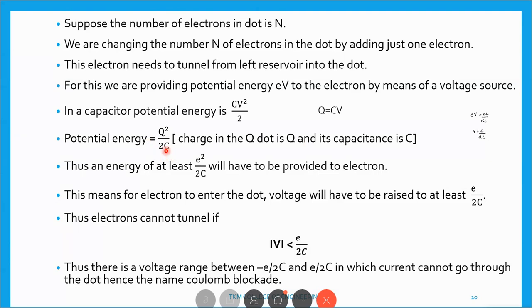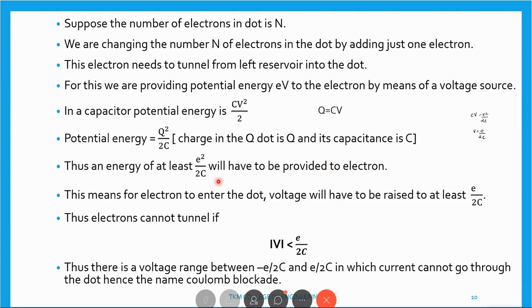Then we are providing a voltage eV, right? So this eV will be equal to e square by 2C, because the charge which we are adding will be the electronic charge, right? So Q will be equal to e. So e square by 2C, that is the energy that has to be provided to that electron to tunnel from one reservoir to the quantum dot.